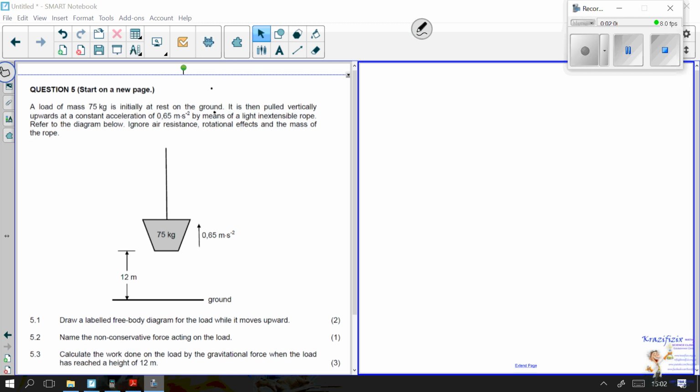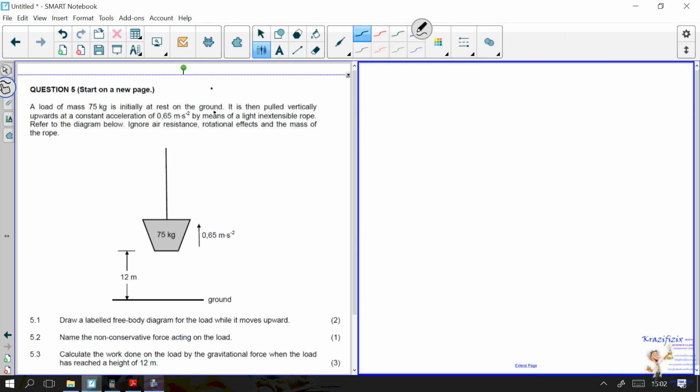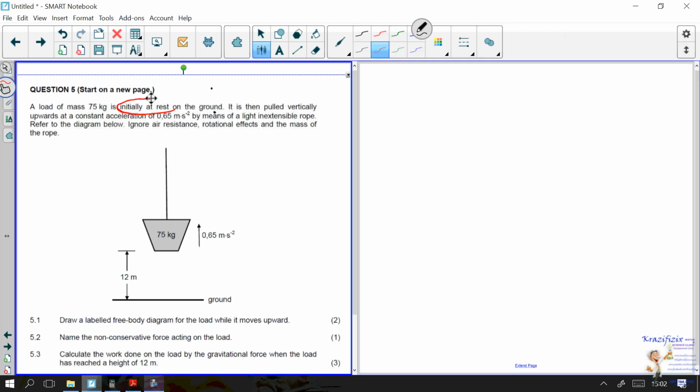Question number 5. A load of mass 75 kilograms is initially at rest on the ground. We need to always take note of the statement. It is then pulled vertically upwards. Now, if we talk about pulled, that is an applied force, and that makes this a non-conservative system. Remember, we already talked about that non-conservative fact from our first video. In case you get this, please get part A. It is pulled at constant acceleration of 0.65 by means of a light inextensible rope. What are we talking about? Tension. Refer to the diagram below. Ignore air resistance, rotational effect, and the mass of the rope.